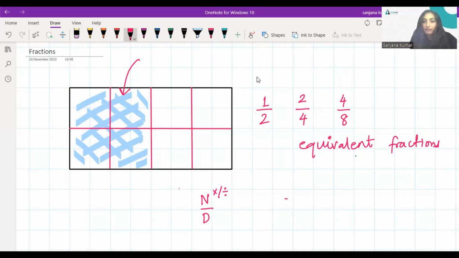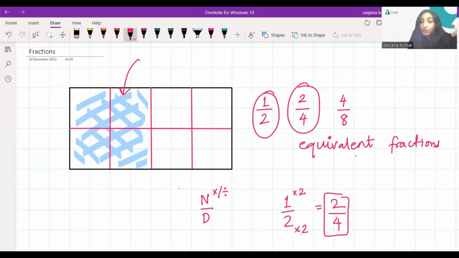That means, let us say I have 1/2. I choose to multiply. And when I multiply, it has to be by the same number. So if I am multiplying my numerator by 2, I will also multiply my denominator by 2. I cannot multiply them with different numbers because it will not give me an equivalent fraction then. So 1 multiplied by 2 is 2, and 2 multiplied by 2 is 4. And because I have followed this rule, 1/2 and 2/4 are in fact equivalent fractions. So to figure out equivalent fractions, I simply multiply or divide my numerator and denominator by the same number.